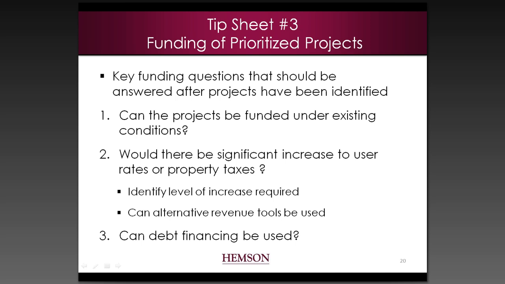And moving on to slide number 20 and looking at the funding of those prioritized projects, we get into questions about how we are going to deal with those things, and can the projects be funded under the existing conditions, i.e., do we have either sufficient money in reserves or sufficient monies built into our annual operating budget of the capital from current nature to fund those needs? If not, to achieve those objectives and those needs, is there going to be a significant increase required in either property taxes or the utility rates? What is that level that's going to be required? Are there some other revenue tools available that can help us assist with those things?